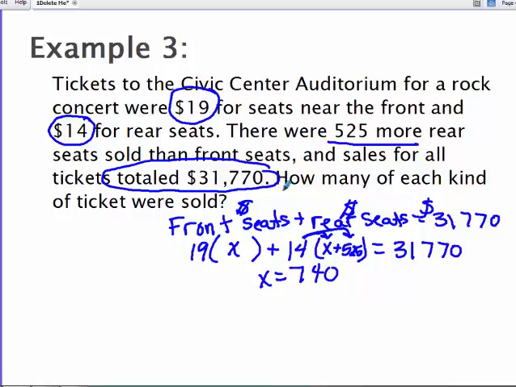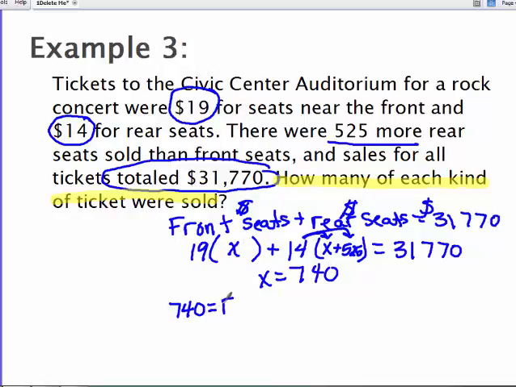So now let's go back and look for our question. How many of each kind of ticket were sold? We need to make sure we answer it fully. So the 740 represents what? We'll go back to what X is. X represented the number of front seats.